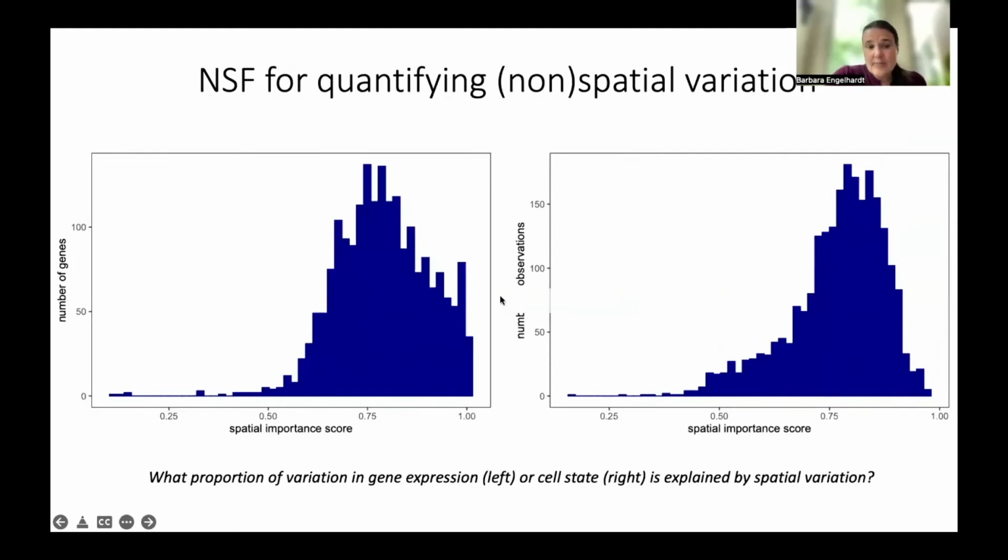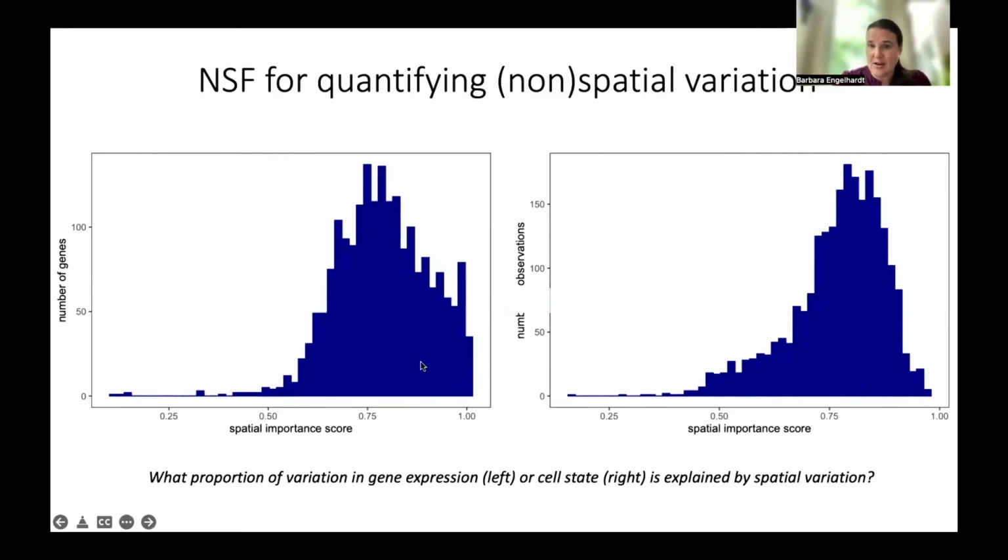One thing that we can do with this model is look at the spatial importance score. As I said, we had spatial and non-spatial factors, and we can divide by the variance explained effectively in the genes, and also the spots or the observations, cells if it's single cell, or groups of cells if it's the wider field of view versions. And we can look to see how much spatial variation versus non-spatial variation it explains for each of these genes or the cells or observations.